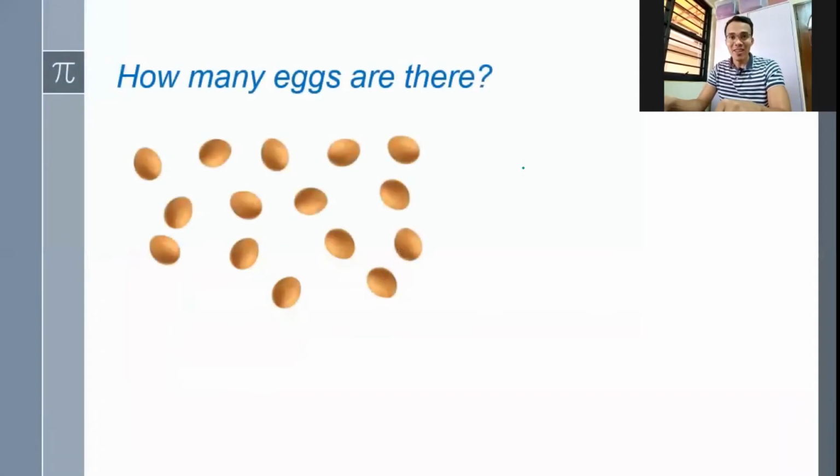Let's start with these eggs. How many eggs are there? Let's count the number of eggs in the picture. We have 1, 2, 3, 4, 5, 6, 7, 8, 9, 10, 11, 12, 13, 14, 15. There are 15 eggs in the picture.